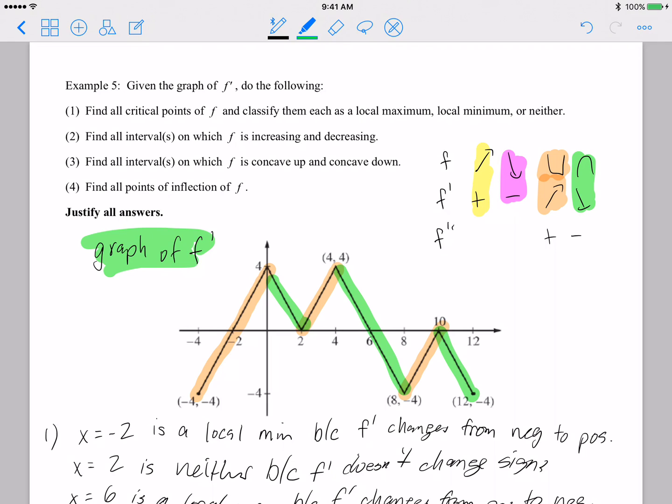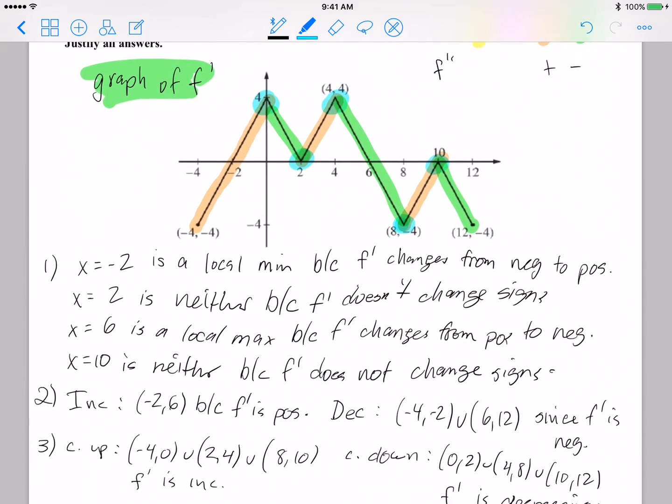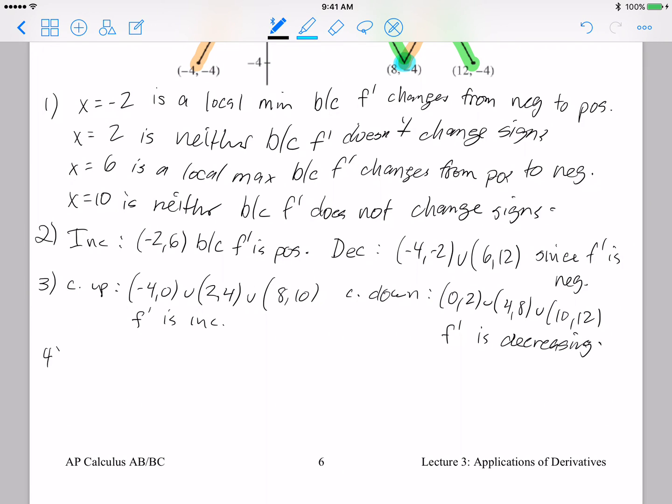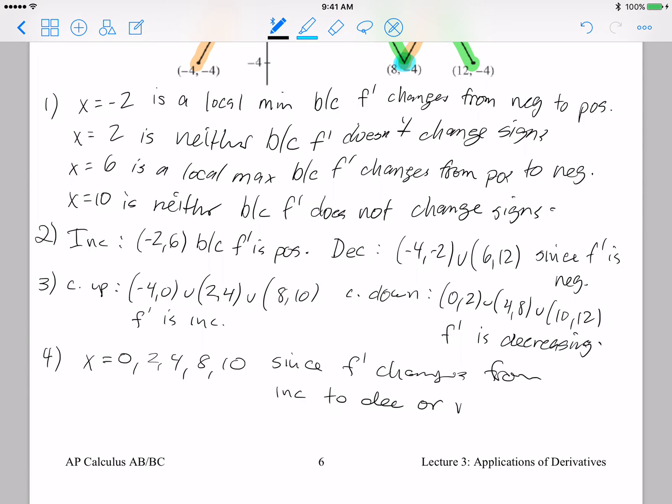So I'm going to need to try to figure out where is f prime going from increasing to decreasing, or vice versa. Okay, so that's going to happen right here at 4, or I'm sorry, at 0, because I want to do x values. So at 0, at 2, at 4, at 8, and also at 10. Okay, so 0, 2, 4, 8, and 10 are going to be my points of inflection. X equals 0, 2, 4, 8, and 10. And the justification is since f prime changes, I don't want to say positive to negative this time, I want to say increasing to decreasing, or vice versa.